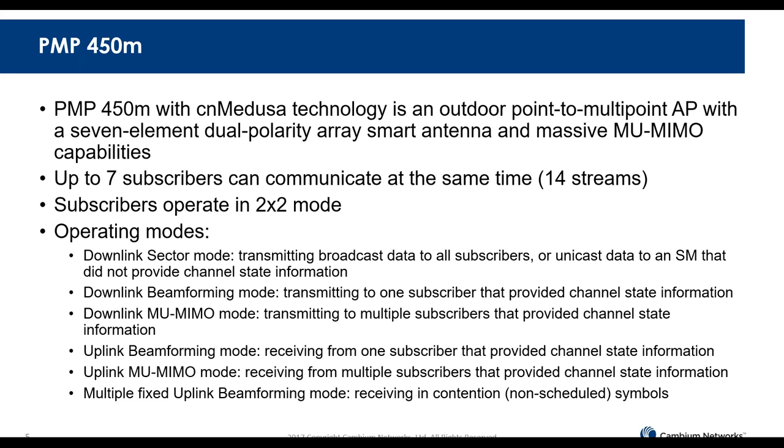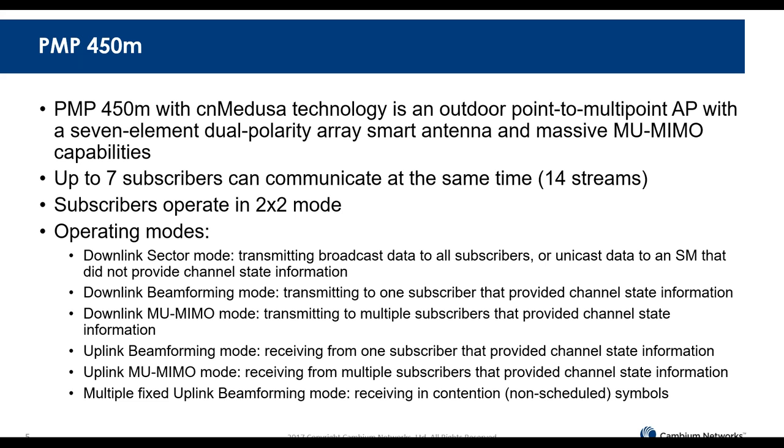The subscribers operate in 2x2 mode, meaning that the subscribers only have 2 antennas, one vertically polarized and one horizontally polarized, and can receive 2 streams. So the subscribers do not need to match the capabilities of the access point. The subscriber is a much simpler device, it's only 2x2, while all the complexity is on the access point, which is 14x14. The PMP450M access point can operate in several operating modes, in the downlink direction and in the uplink direction. Let's look at each one of them.